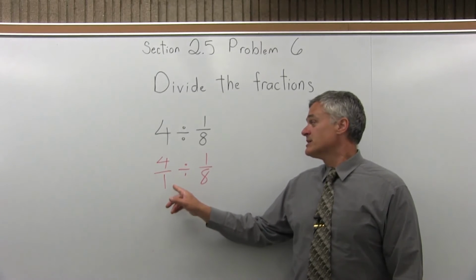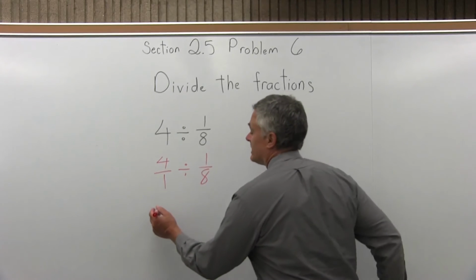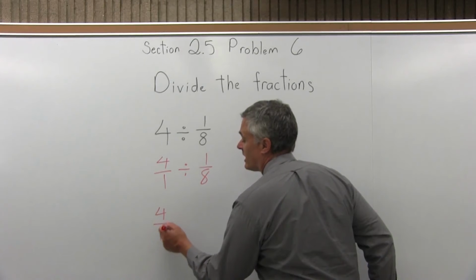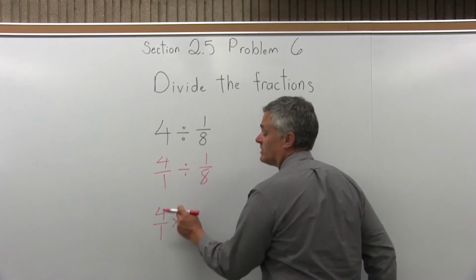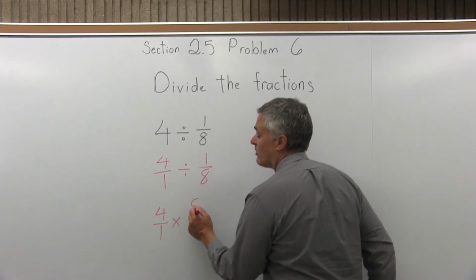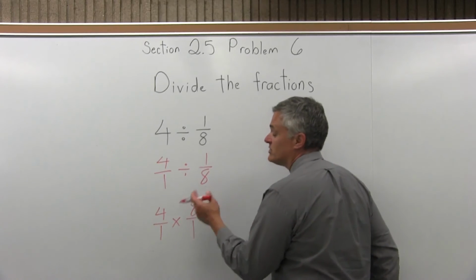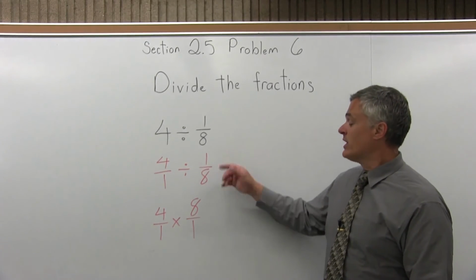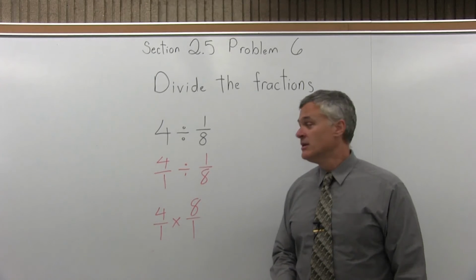So now the next thing I'm going to do is rewrite the problem again, and I will leave the first fraction. I'll change the problem from a division to a multiplication, and I will invert the second fraction, or just simply flip it over. The 1 over 8 just flips to an 8 over 1.